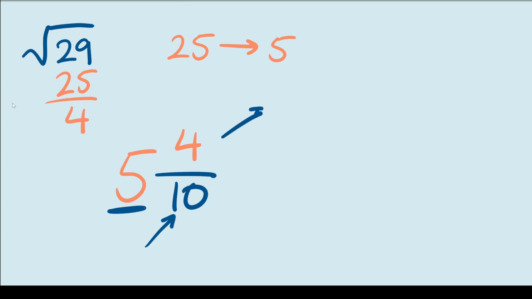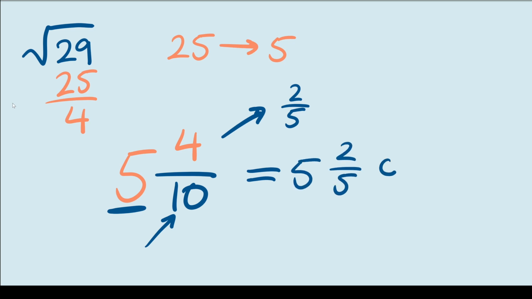Now the 4/10 can be simplified to 2/5. So that means we can rewrite this as 5 and 2/5 or 5.40. It's actually pretty close to the real answer, which is 5.39.